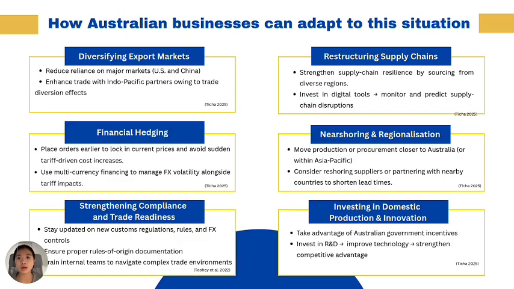In this circumstance, Australian businesses, including our firm, can adopt several strategies to mitigate this negative impact posed by tariff, such as diversifying export markets, restructuring supply chains, financial hedging, nearshoring and regionalization, strengthening compliance and trade readiness, and finally investing in domestic production and innovation.